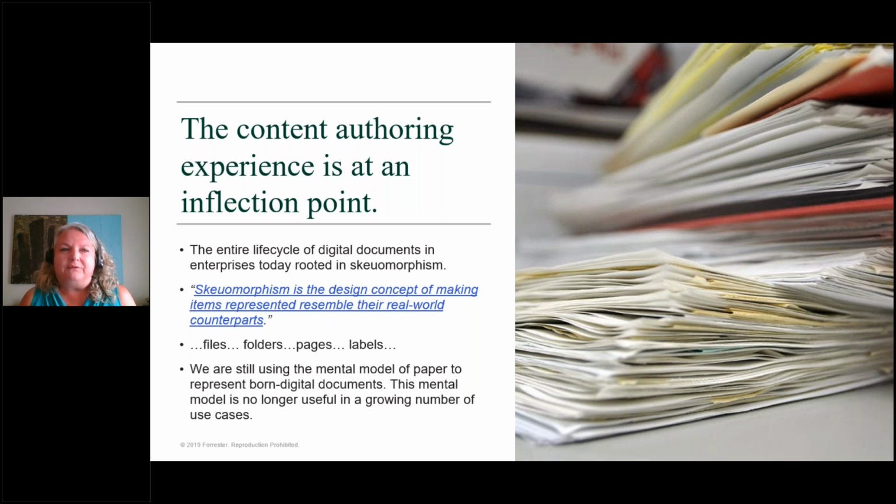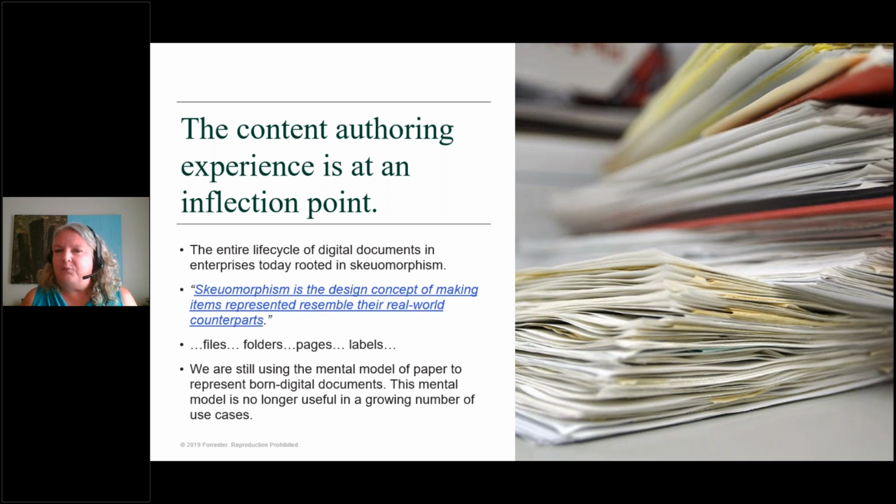Skeuomorphism is basically that design representation of something in its physical world and transferring that into the world of digital. And we've really done that in the world of content management. We use phrases or words like files and folders and pages and labels. So we're taking that language of paper and we've just adapted it to our digital work environment. And that was useful for a while, but I think it's now starting to impose some limitations on where we can go.